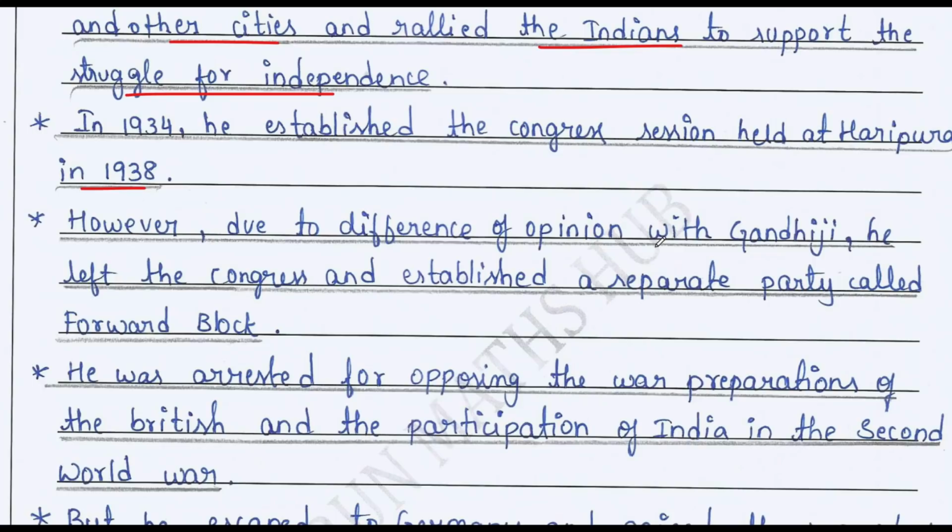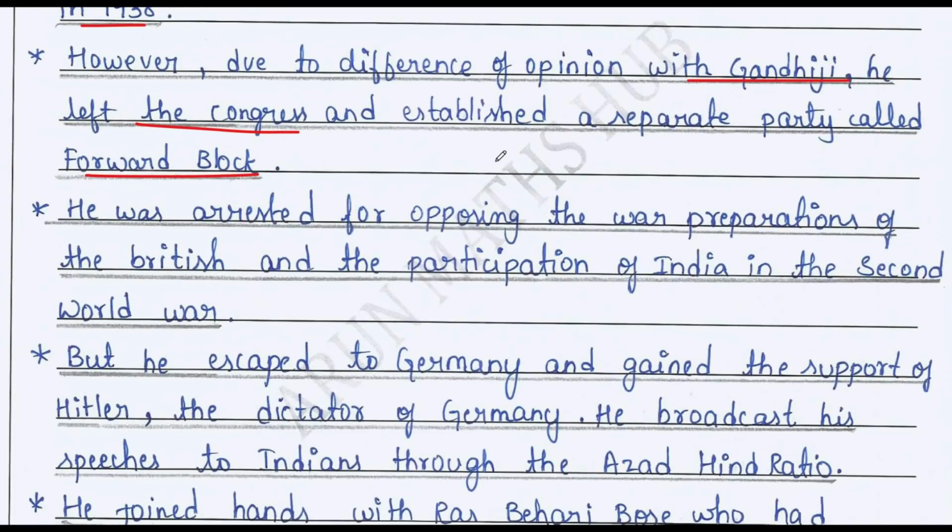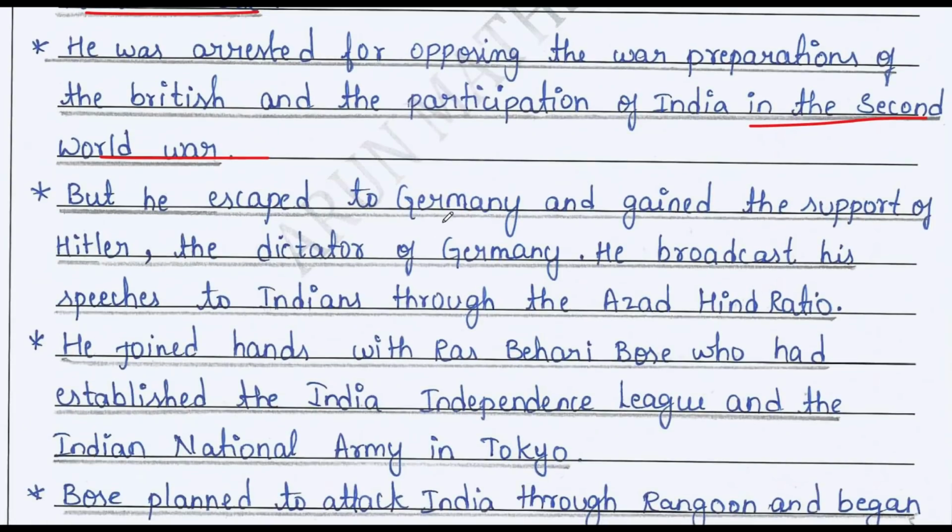However, due to the difference of opinion with Gandhiji, he left the Congress and established a separate party called Forward Bloc. He was arrested for opposing the war preparations of the British and participation of India in the Second World War. But he escaped to Germany and gained the support of Hitler, the dictator of Germany. He broadcast his speeches to Indians through Azad Hind Radio.